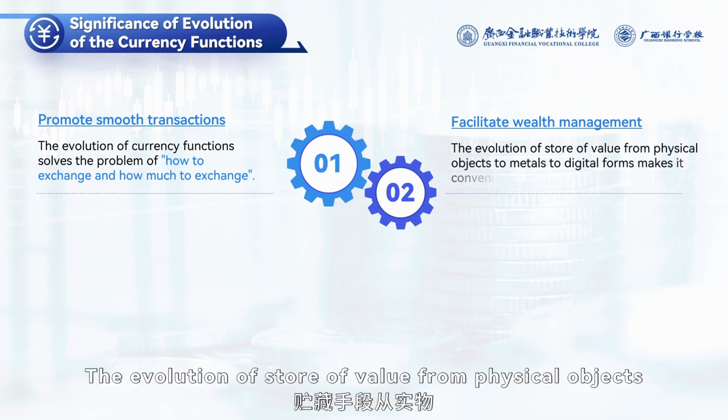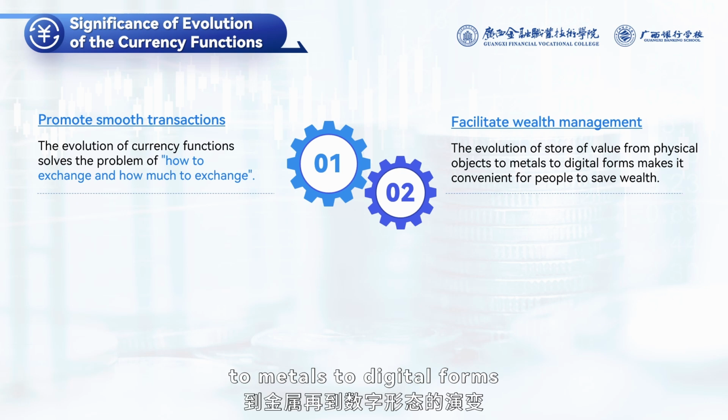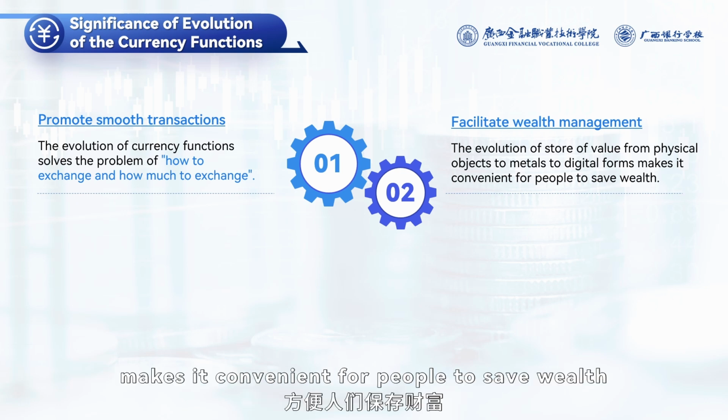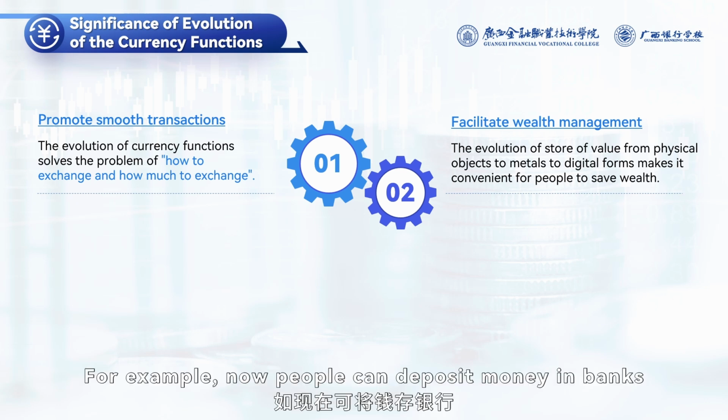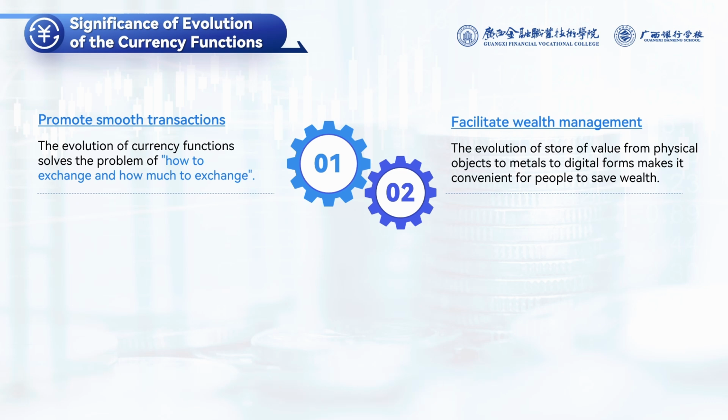2. It is convenient for wealth management and helps to save money to plan for the future. The evolution of store of value from physical objects to metals to digital forms makes it convenient for people to save wealth and plan for the future. For example, now people can deposit money in banks and buy funds.